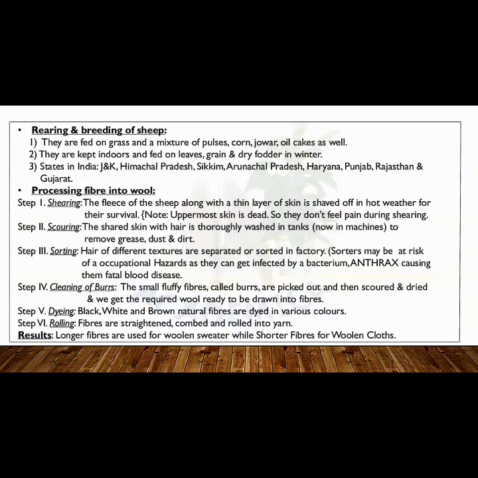And now we will move on to the process of how we get the wool. The first step in the process of turning fibers into wool is shearing. Shearing is nothing but trimming the fleece of the sheep along with a thin layer of skin attached to it. They are shaved in the hot weather to protect them, which is natural for their survival, right? The uppermost skin is dead, so we just keep shearing them in hot weather so they can survive easily.